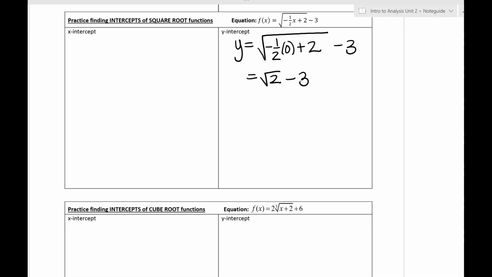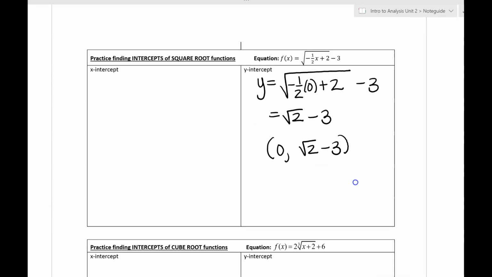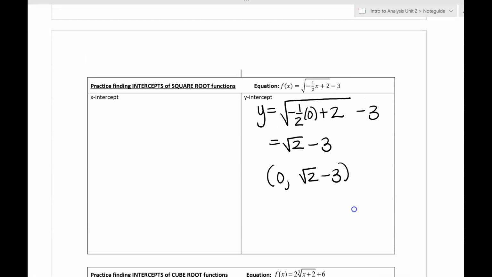And again, we don't want decimal approximations for our radicals in this unit. So you guys are just going to leave it just like this. So this is my point. And if you're not sure what that is, remember rad 2 is like 1.1 or 1.2. Can you do that minus 3 and get the y coordinate you expect?